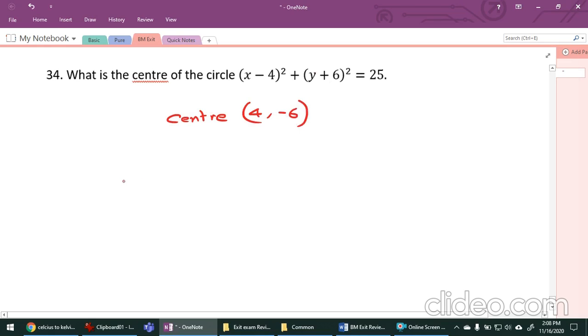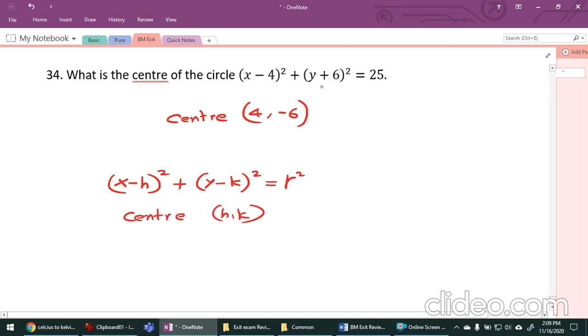Now what is the rule for this? See, (x minus h) the whole square plus (y minus k) the whole square equal to r square. This is the equation of a circle. Here the center is (h, k). So here you have minus h, and here you have plus h, here you have minus k, and here you have plus k. So just change the sign. If it is minus 4, take plus 4. If it is plus 6, then you have to take minus 6. If no number is here, then it is 0.